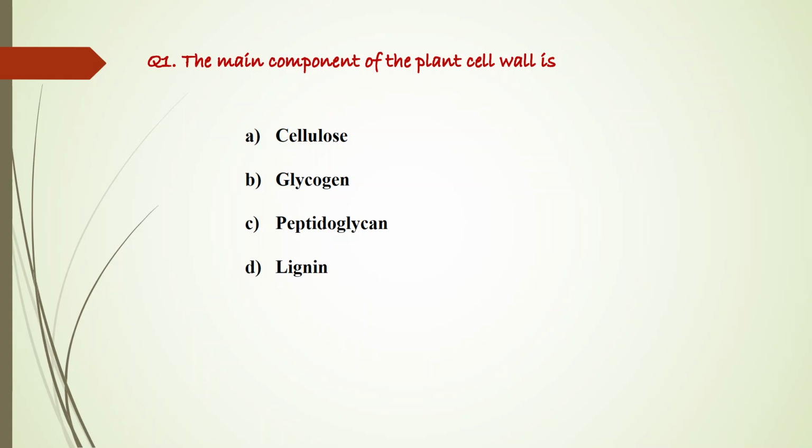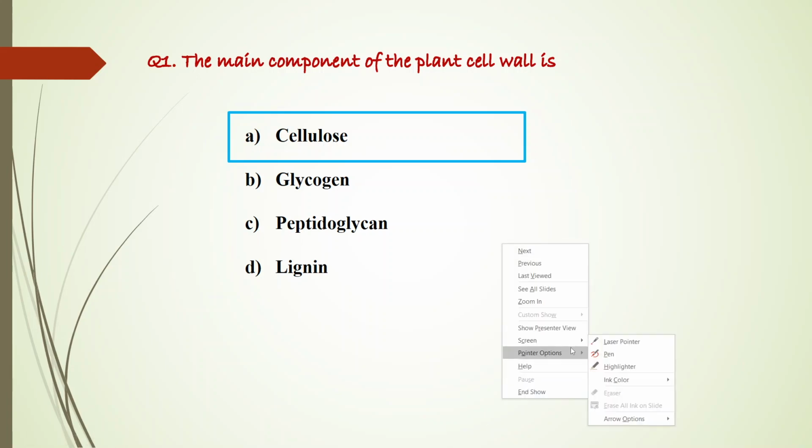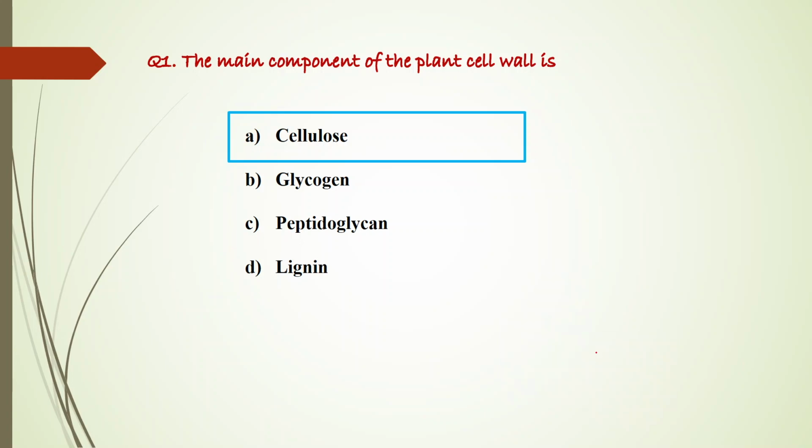Okay, fine. So I don't see any answer yet. The correct answer for the question should be option A, cellulose. So cellulose is, one second, let me just write it down. Cellulose is a beta 1,4 linked glucose polymer and it has an unbranched structure.